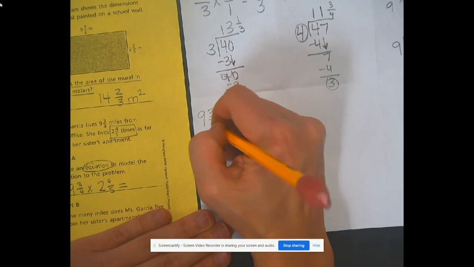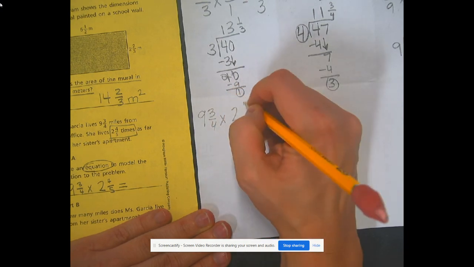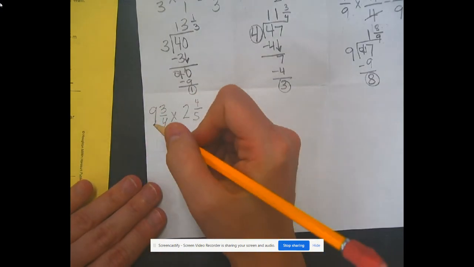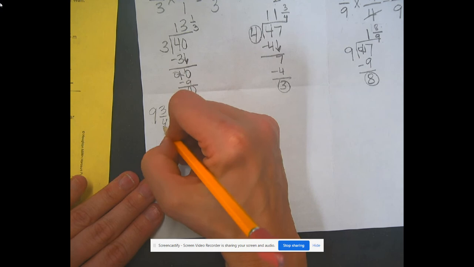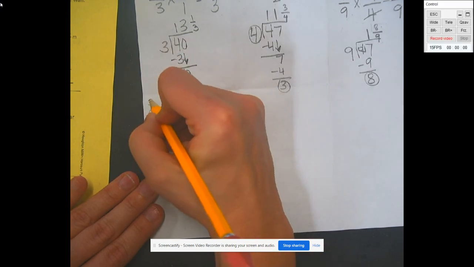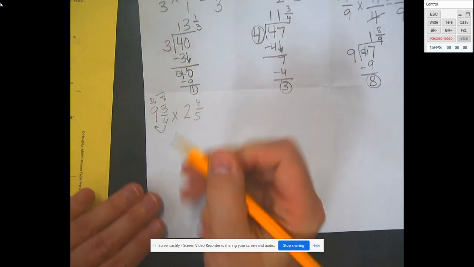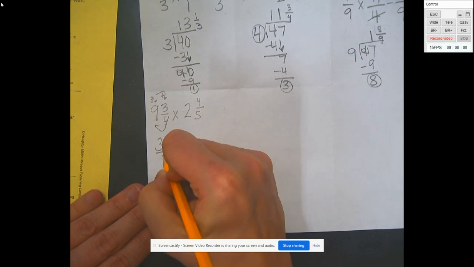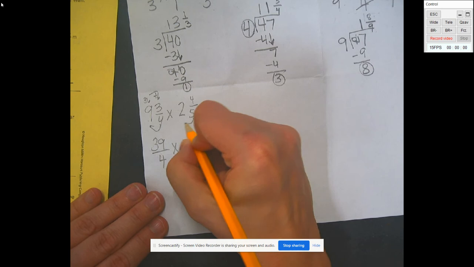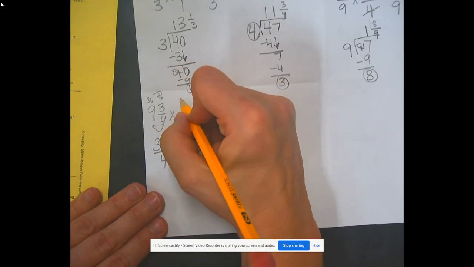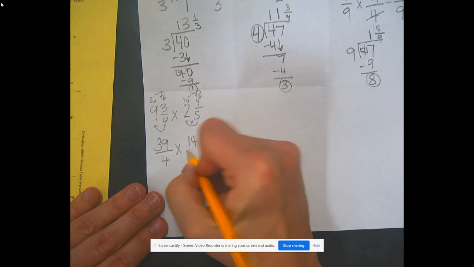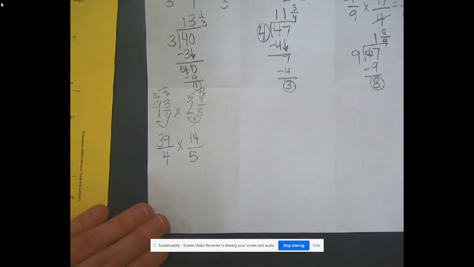Okay, 9 3/4 times 2 4/5. What's the first thing I do? Yep. Okay, 4 times 9 is? 36 plus 3 is? 39 what? Fourths times 2 times 5 is? 10 plus 4 is? 14 fifths.